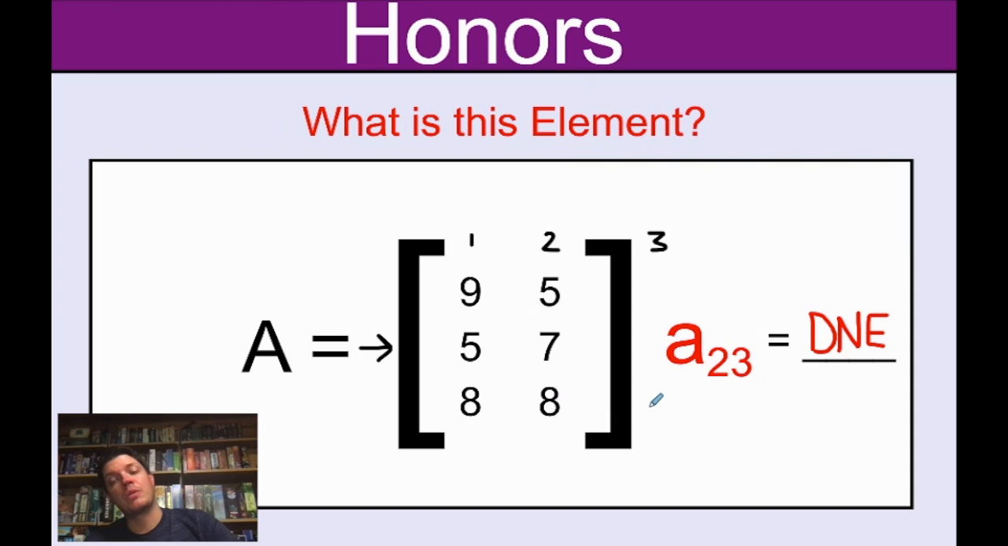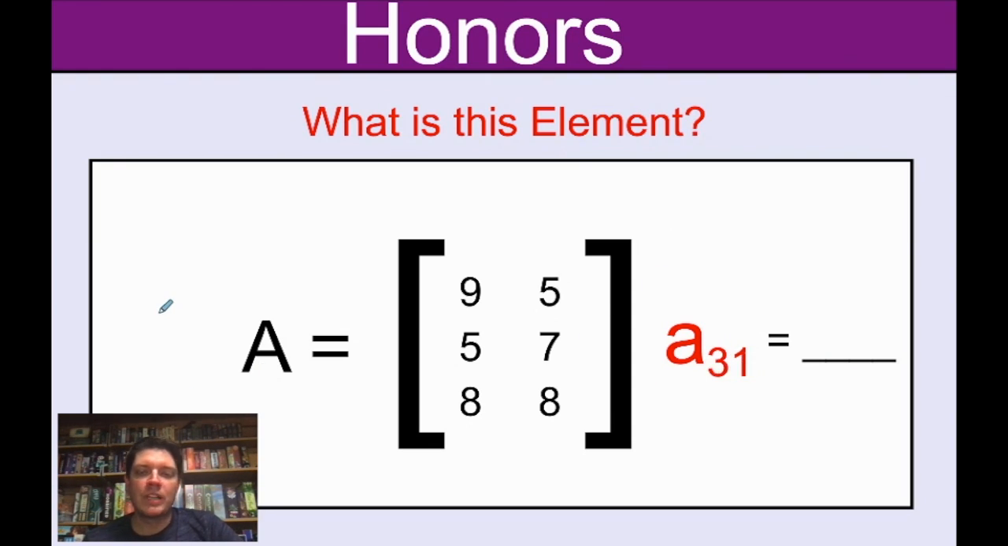There are some questions like that on your homework. I am trying to be tricky. So if you notice anything like that, label it D, N, E, all capital letters, no spaces or anything like that. That just means does not exist. And I'll know that you know how to read an element address.